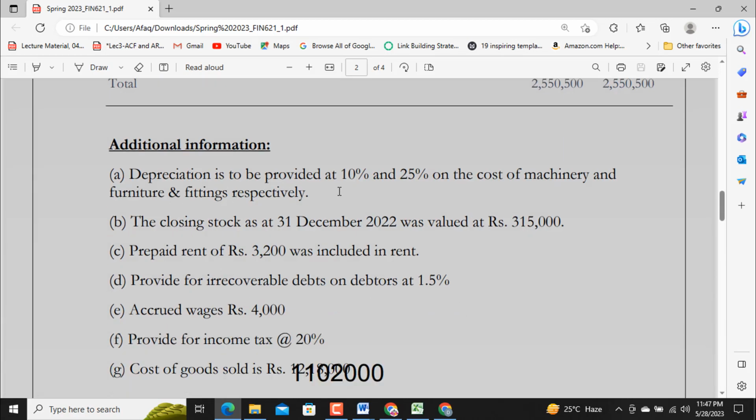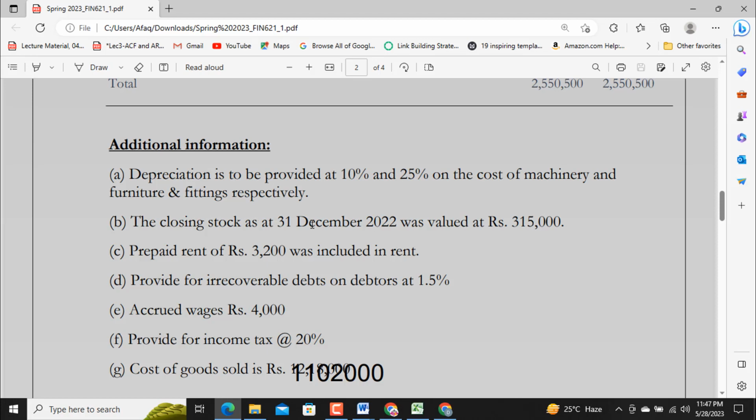Depreciation is to be provided at 10% and 25% on the cost of machinery and furniture and fitting respectively. We have found the accumulated depreciation, but we didn't find the depreciation expense in the trial balance. So at the time of getting adjusted trial balance or adjusted cost of goods sold, we are going to deal with this.